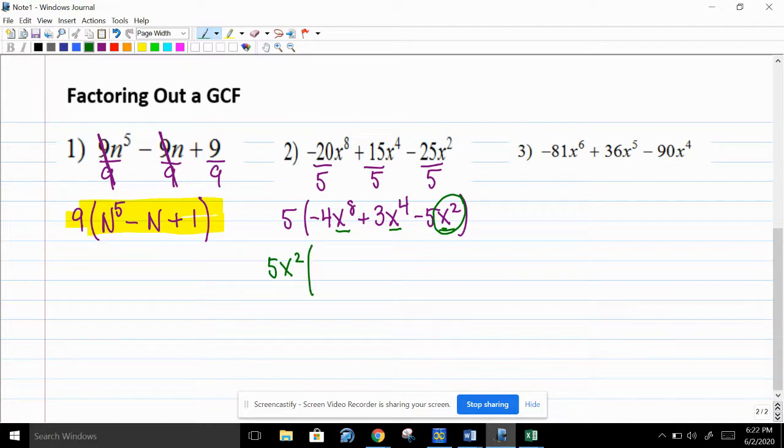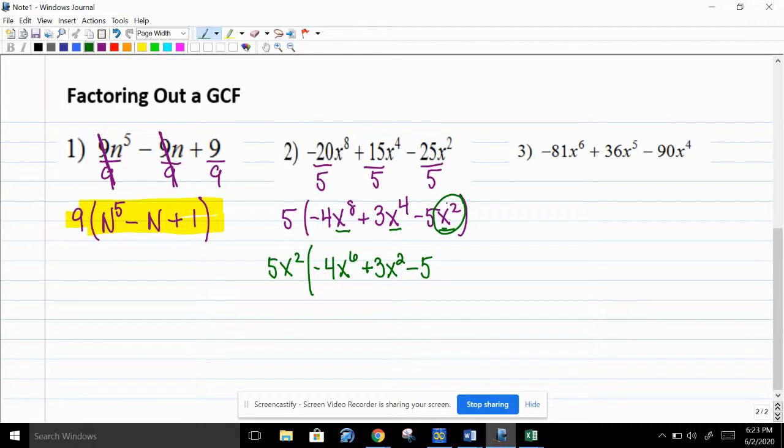Okay, so that first term, I got negative 4. Now, I started with 8 x's. I factored out 2 of them, so you're going to be left with 6 plus 3. I started with 4 x's. I factored out 2 of them. You're left with 2 minus 5.